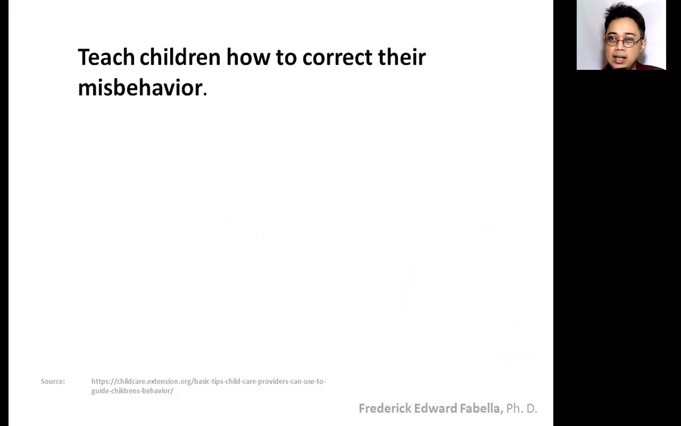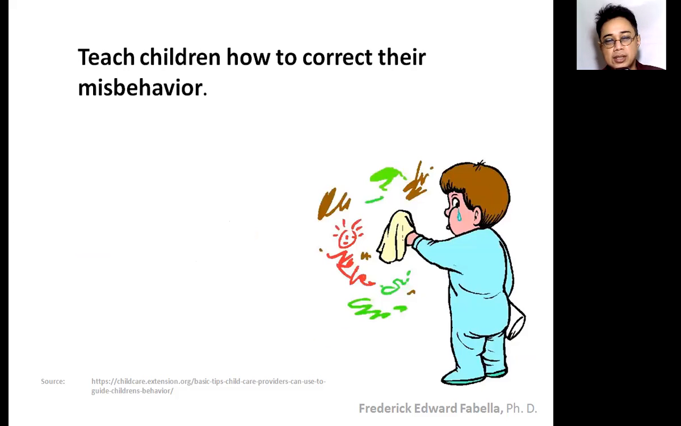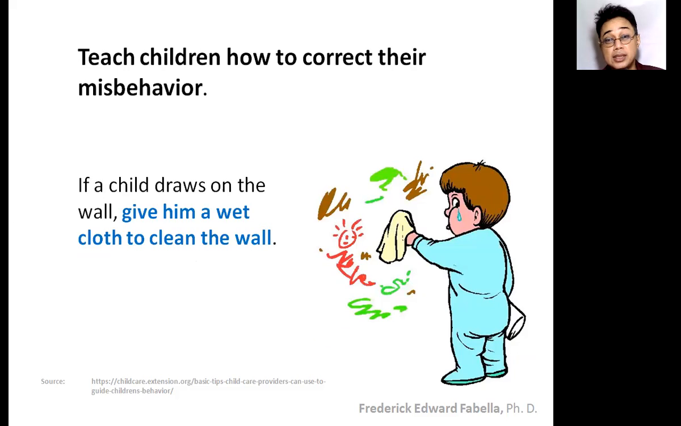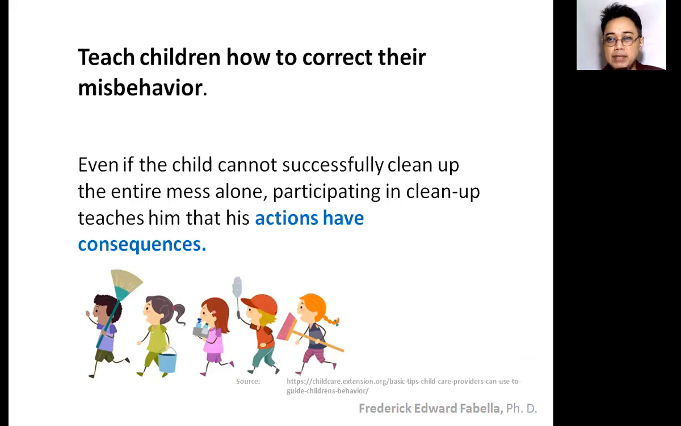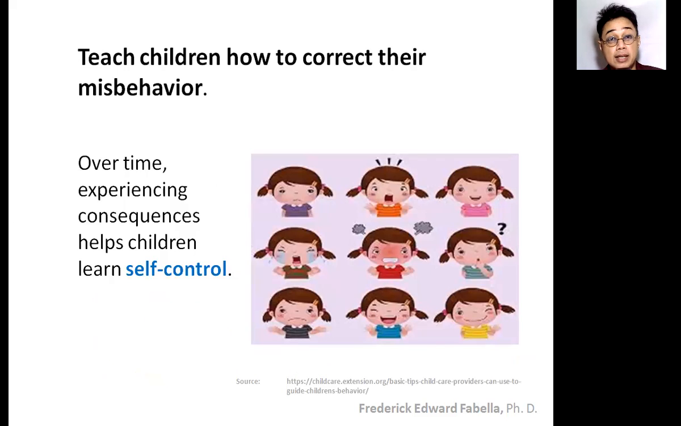Okay, all right. So, what if a child draws on a wall? If a child does that, give him a wet cloth to clean the wall. Okay, so even if the child cannot successfully clean up the entire mess alone, participating in cleanup teaches him that his actions have consequences. Over time, experiencing consequences helps children learn self control because they know what will happen if they do this and do that. So maybe they will learn not to do that the next time.